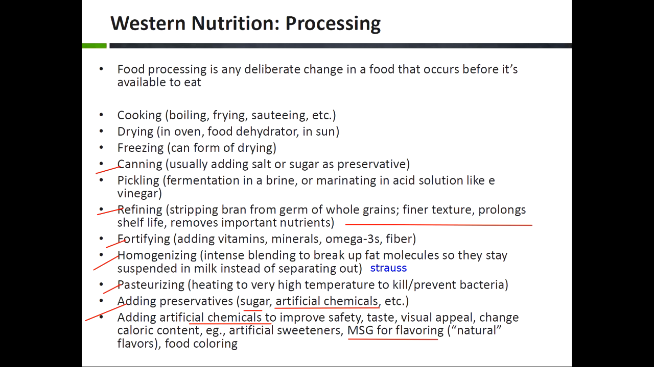And what is it that Ayurveda is okay with doing? This is the stuff we are not okay with doing. We don't want to add artificial chemicals. Ayurveda does add preservatives. Ayurvedic preservatives include sugar, mustard seeds, ghee and oil. We will also do drying, but only in the sun. Sun dried is okay. No freezing. Freezing will kill the prana.